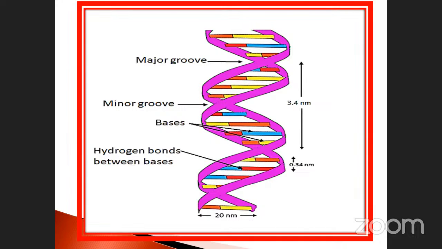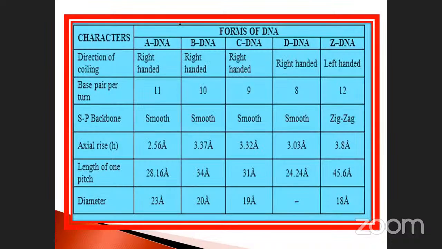Suppose this bond is not there. What happens? Each strand will be separated. So this bond is very, very important. When it is heated up to 90 degrees Celsius, the two strands are separated. When you cool it, they will be reunited. See the distance between those two, 20 angstrom. Okay, you already know about all these things.